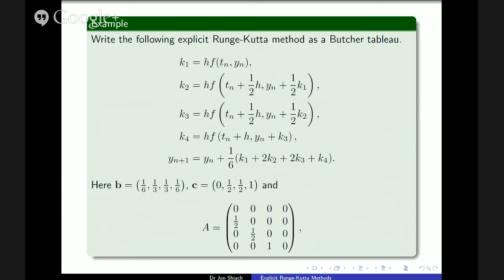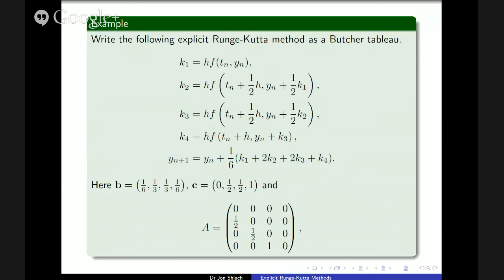A's are what we multiply K's by. On the first stage of an explicit Runge-Kutta method, we don't add anything on to the Y values. So all of my top row of my A's are zeros. For the second stage, we're adding a half of K1 to Y. So therefore, A21 is a half. And we're not adding anything any further, so all the other values are 0.